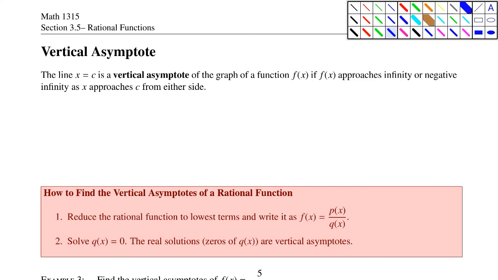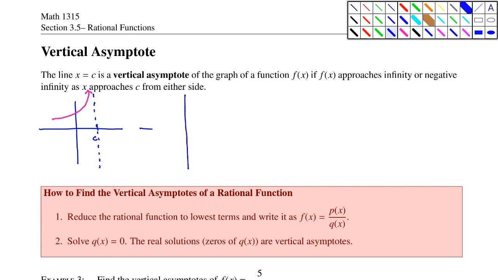So in other words, suppose that we have a graph, and here's an x value that is x equals c. Then if the graph is approaching positive infinity on the left side, then we can say that x equals c is a vertical asymptote.